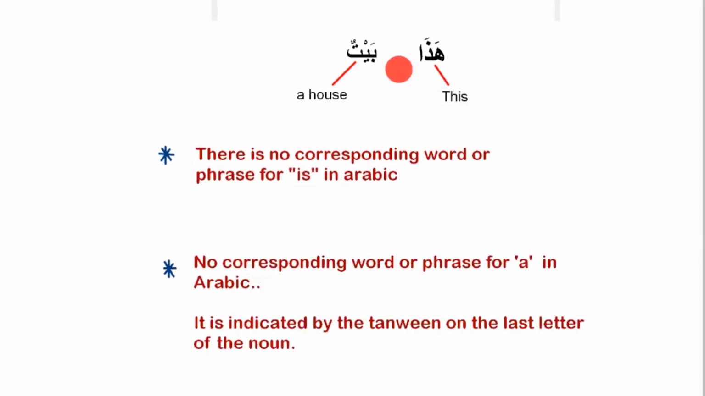For example, here, haza baytun. We translate it to mean "this is a house," but not "this a house." As I said, there's no word or phrase, so it is estimated, yani. We're just assuming that it is there.